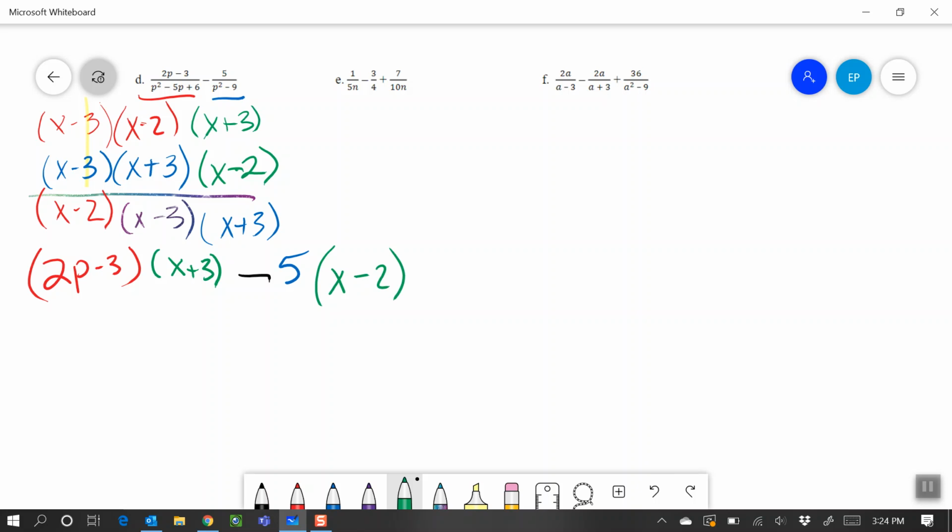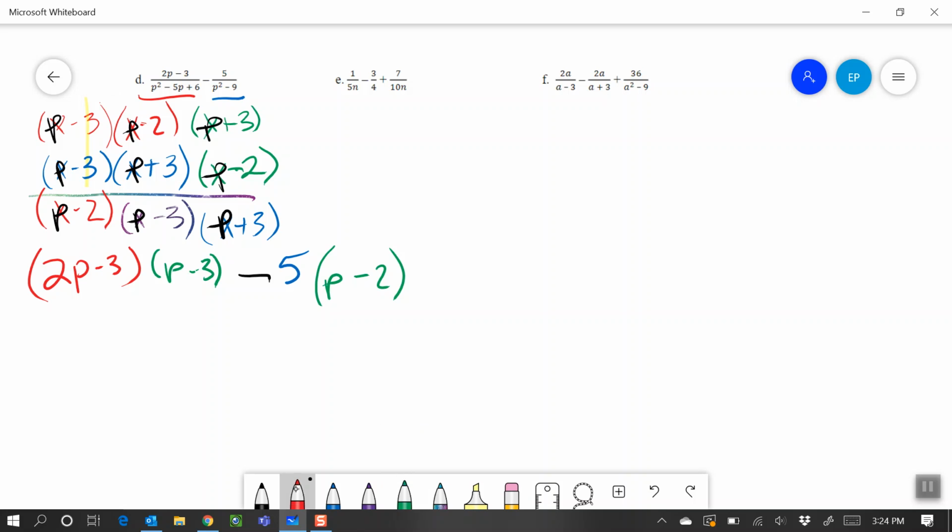Oh, these are not x's, these are p's. Pomeroy, what are you doing? So we're going to rewrite all those. That's a p, that's a p. Alright, so let me fix that. P minus 3, p minus 2. That'd be a lot prettier now.